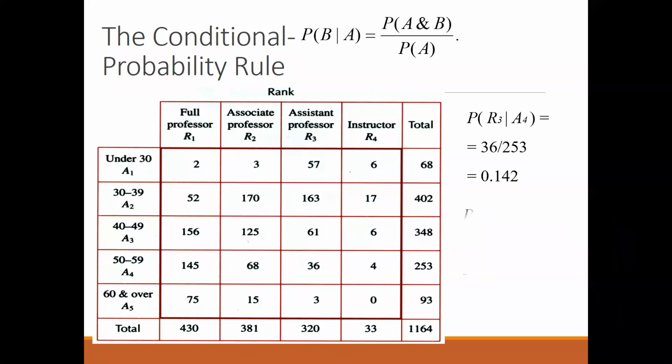Next one, A4. Now here we have just changed the sequence. So what is the probability that A4 is going to occur provided R3 has already occurred? Now again, the value is 36. So we have A4 here and this A3 36. But this time for R3, I'm going to take this total 320. So 36 divided by 320 is going to give me 0.112. That will be the probability for this particular problem.